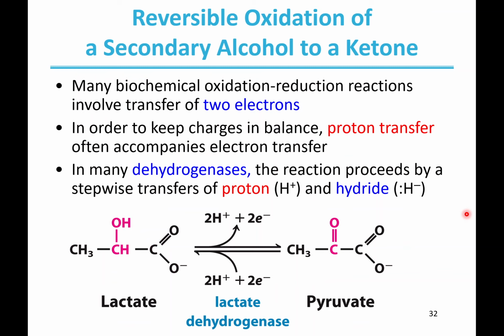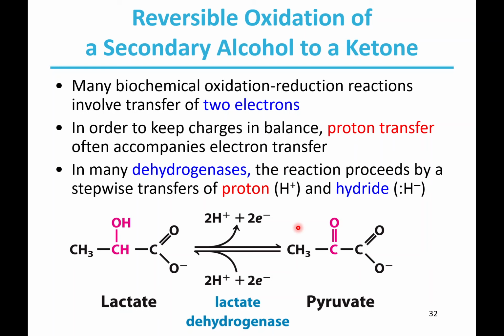Reversible oxidation of a secondary alcohol to a ketone. We'll talk about this reaction. We have lactate going to pyruvate. You can see, highlighted in pink here, lactate has an alcohol group changing into pyruvate, which has a carbonyl. The alcohol is more reduced, and the carbonyl is more oxidized.